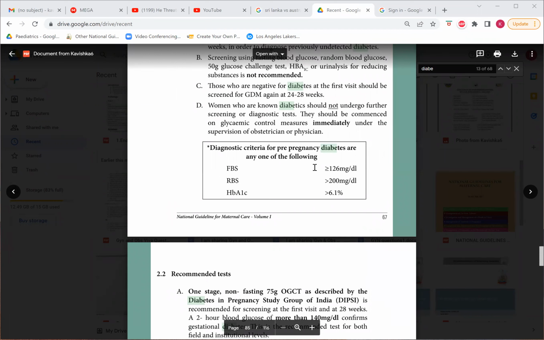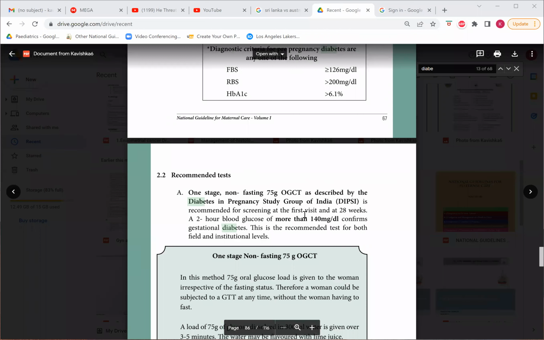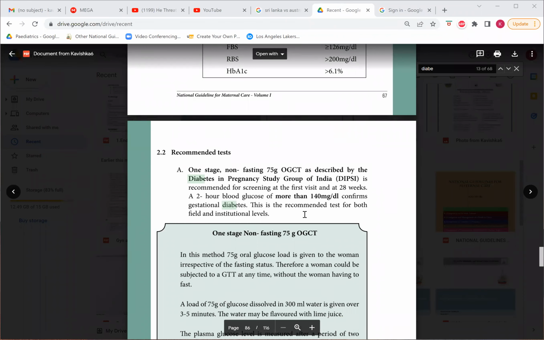This is not GDM. To make a diagnosis of GDM, the gold standard would be an OGTT at 28 weeks. The earliest you can do it to confirm GDM is 16 weeks, like Ajinda sir said.